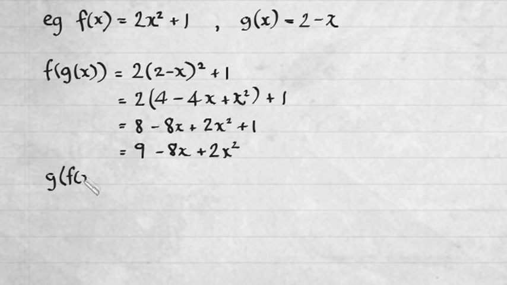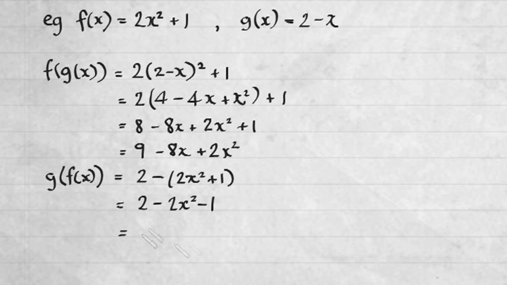If we take the functions the other way around, g of f of x, in other words, if we operate f on the function first, then if we just quickly look back at g up the top of the page here, you can see that g of x is 2 minus x. So we're going to substitute f of x for the value of x in g, and that gives us g of f of x equals 2 minus (2x squared plus 1). And if we evaluate that, we get 2 minus 2x squared minus 1, or 1 minus 2x squared.